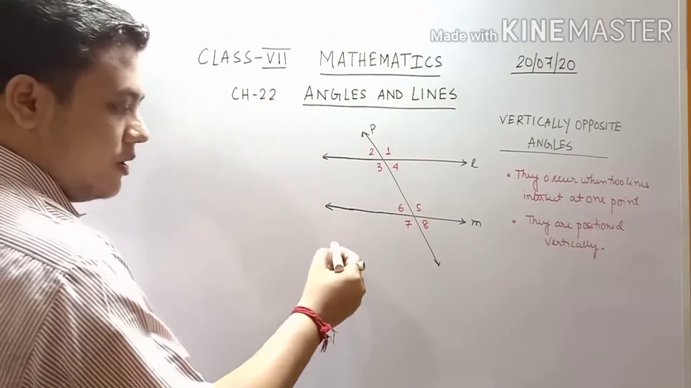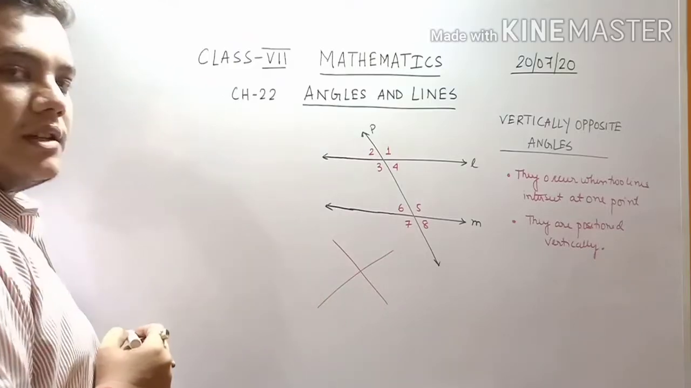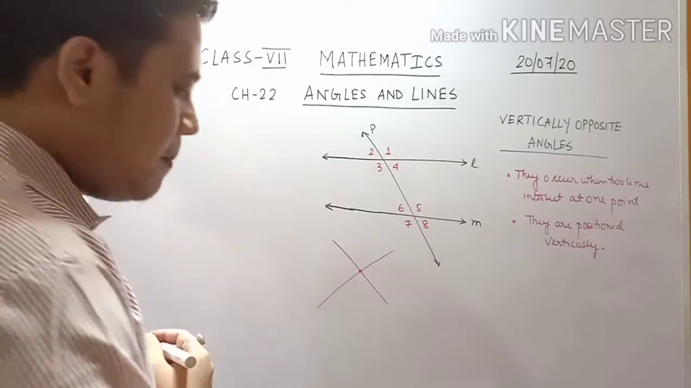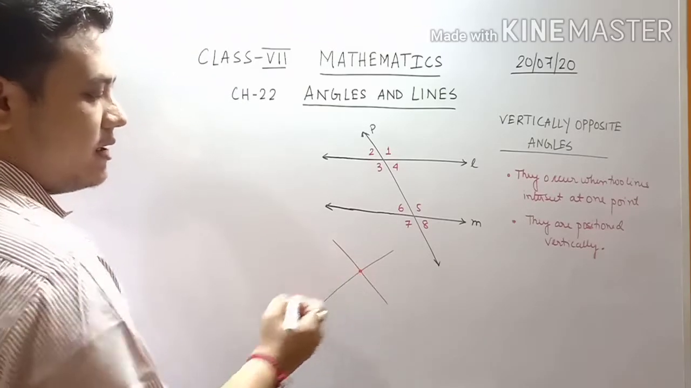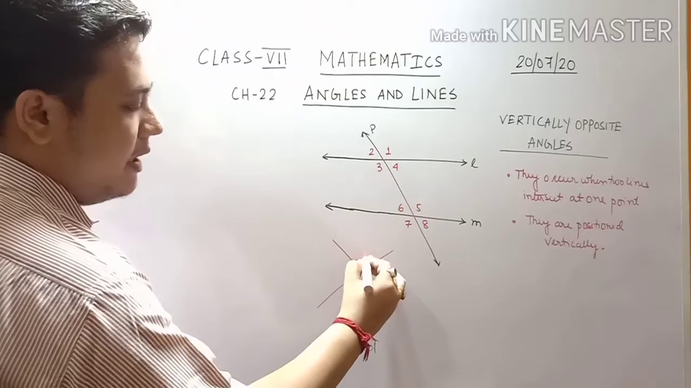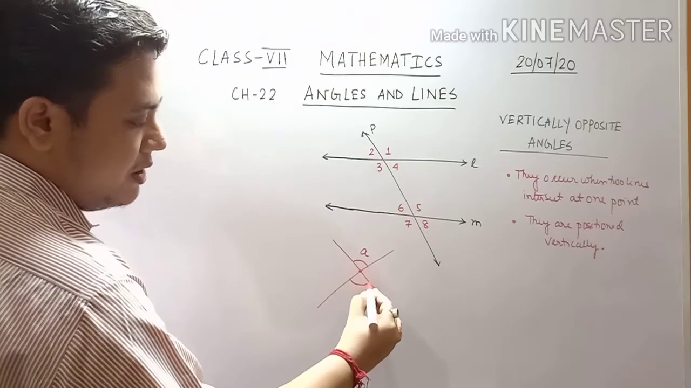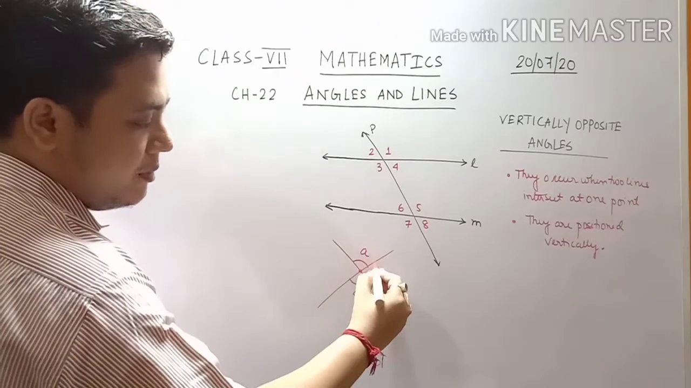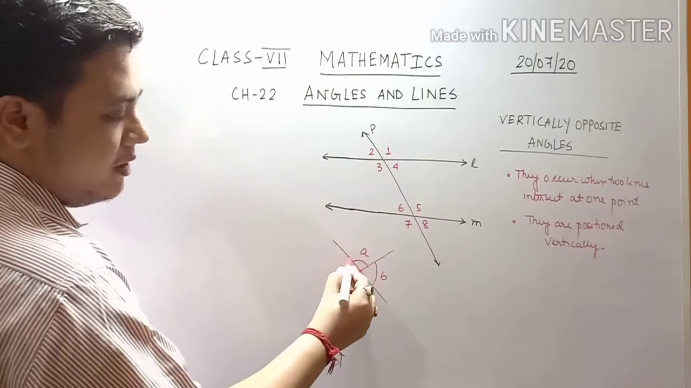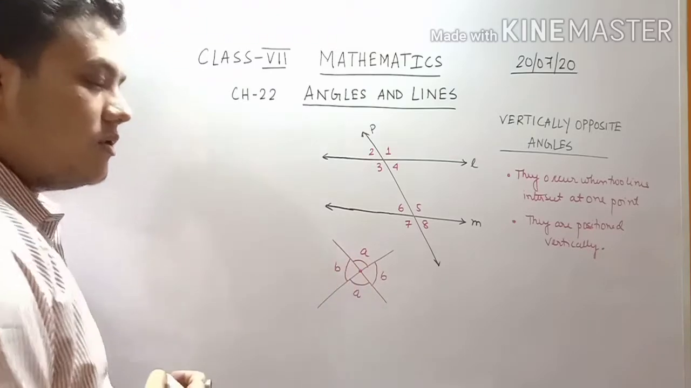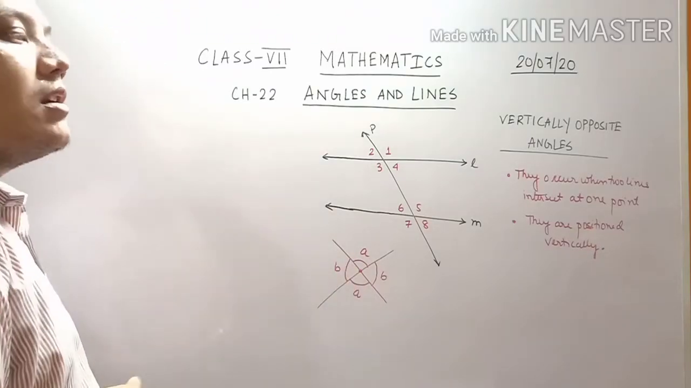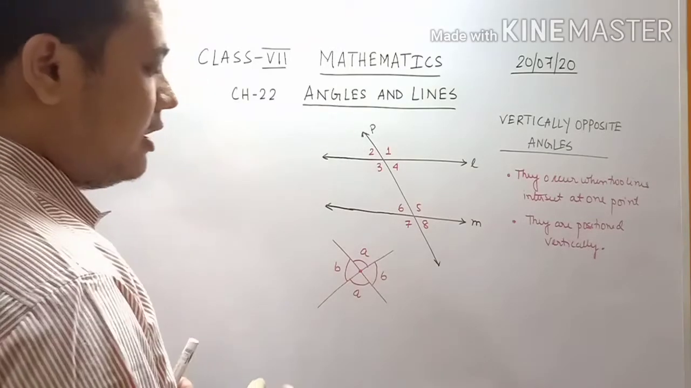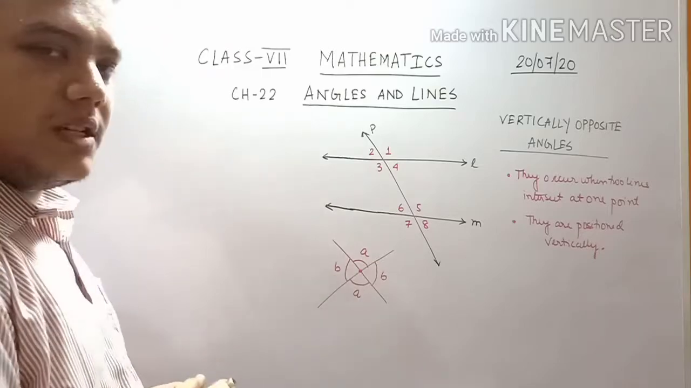Now if I show you one simple diagram, suppose these two lines have intersected. Whenever two lines intersect, you get an X type of figure. So at this point they have intersected. Suppose this is one angle A, this is the vertical position of A, so this angle will also be A. And suppose this angle is B, so this is the vertical position of it, and we also have the angle B. That suggests that whenever two lines intersect at one point, we get two pairs of vertically opposite angles.